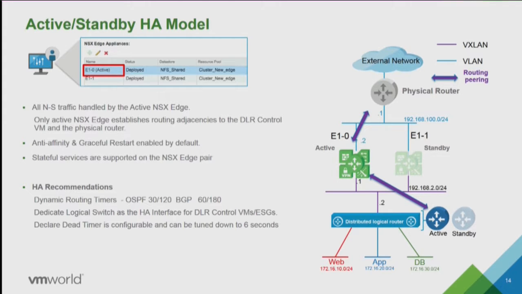And in terms of timers for the dynamic routing protocol that you're running with the physical router and with the DLR, we need to give it time to make sure that all the different steps that I presented in the previous slide have time to happen. So we don't want OSPF to figure out that the neighbor is down before the standby is ready to take over the traffic. That's why we use the default timers of those dynamic routing protocols here.